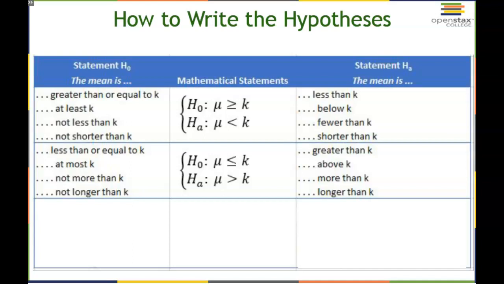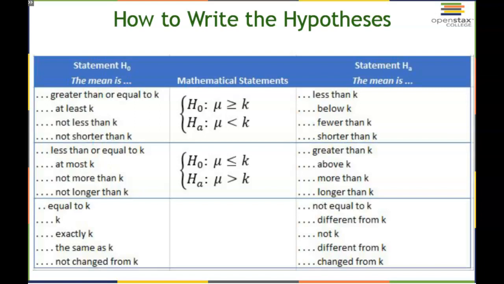Let me run through one more set. The statement for H0, the mean is equal to K. Well, the corresponding HA would be the mean is not equal to K. For H0, the mean is K. The statement for HA, the mean is different from K. And I'll let you read the rest. The mathematical statements would be our H0 would be mu equals K. Our contradictory HA statement would be mu does not equal K.